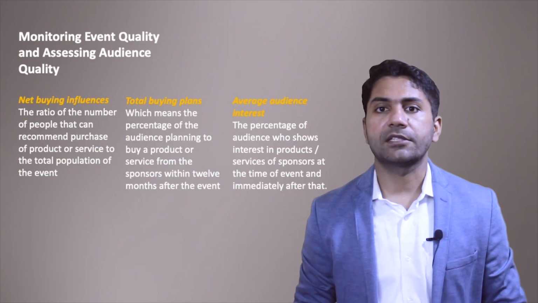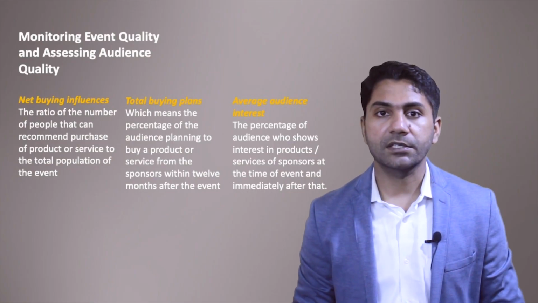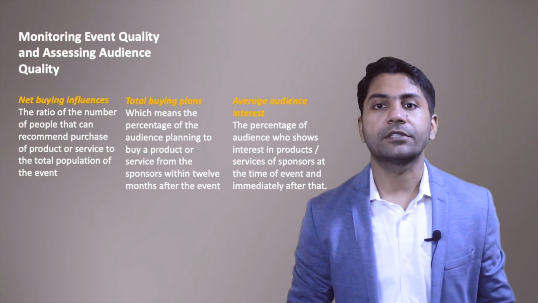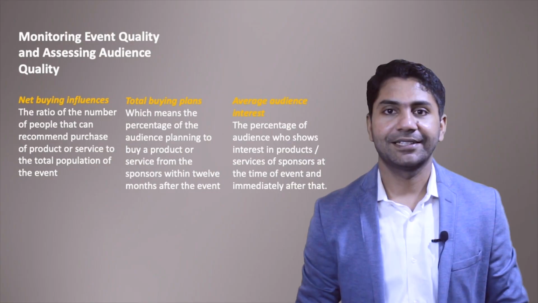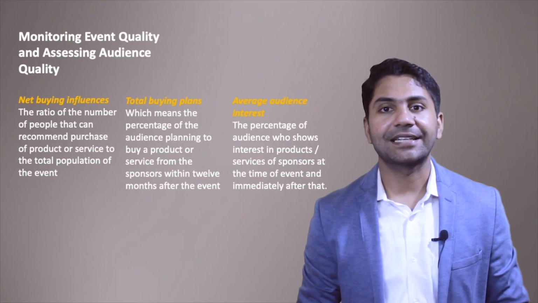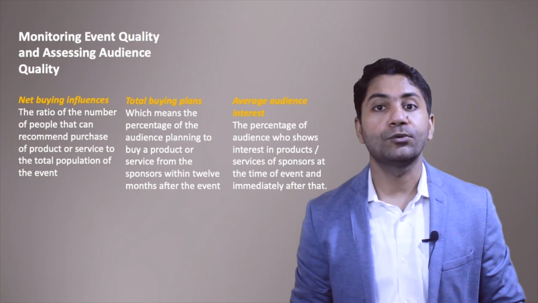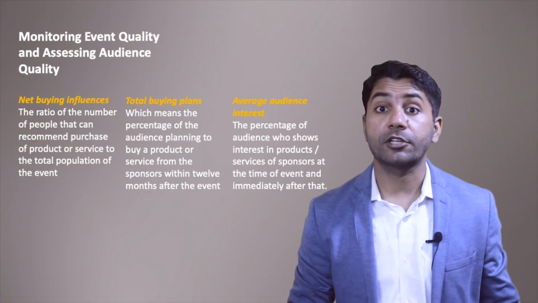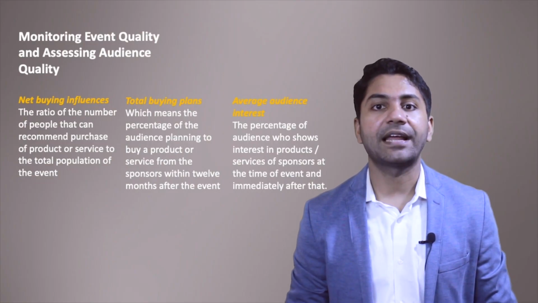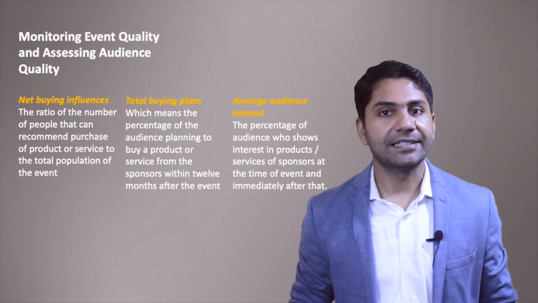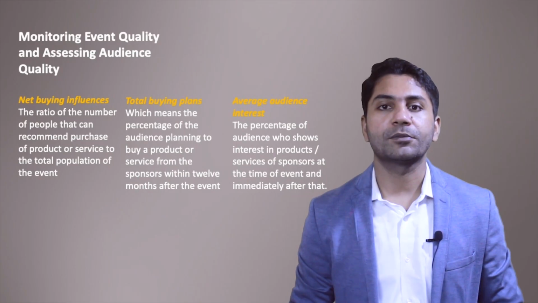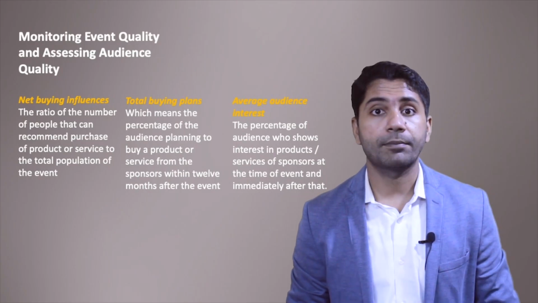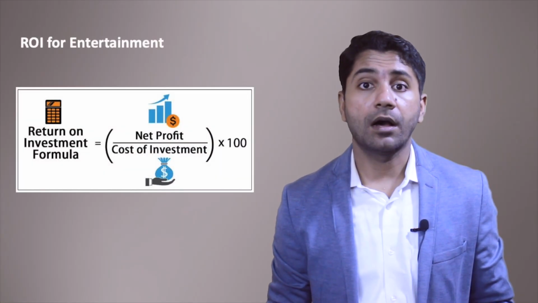Total buying plans, which means the percentage of the audience planning to buy a product or service from the sponsors within 12 months after the event. And average audience interest is the percentage of audience who show interest in the product or service of sponsors at the time of the event and immediately after that. This can be measured by calculating the number of people going to the sponsors' stalls to buy their products during the event. Another one is return on investment for entertainment, ROI.